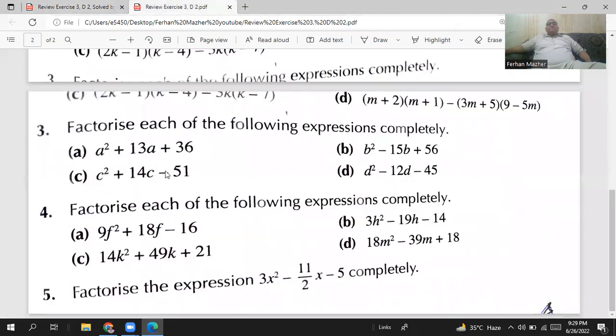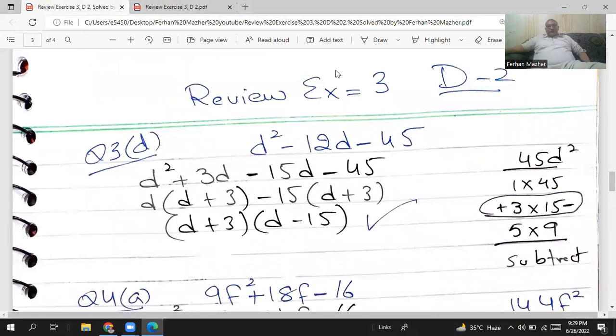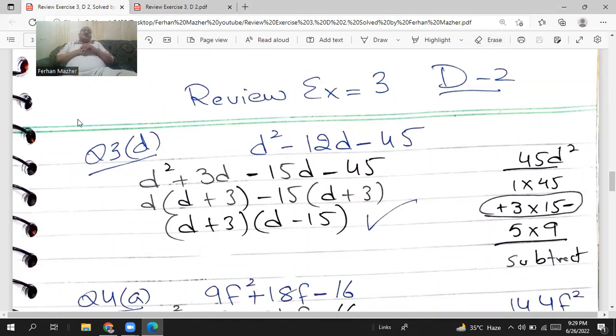Question number 3D part. It is d square minus 12d minus 45. Okay. So here we go. So d square minus 12d minus 45. I will multiply the extreme terms. I will write the factors of 45. They will be 1 into 45, 3 into 15, and 5 into 9.